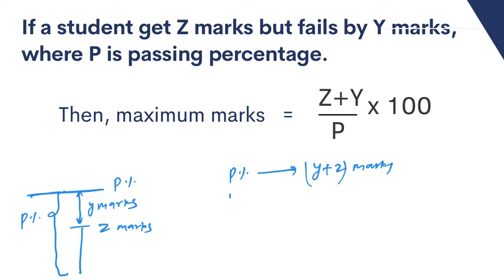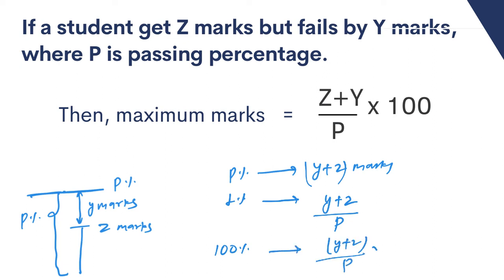So I can say, what is the 1%? 1% will be y plus z divided by p. So 100% is equal to y plus z divided by p into 100, and this is my formula. You can use this formula directly, or you can use this method also.